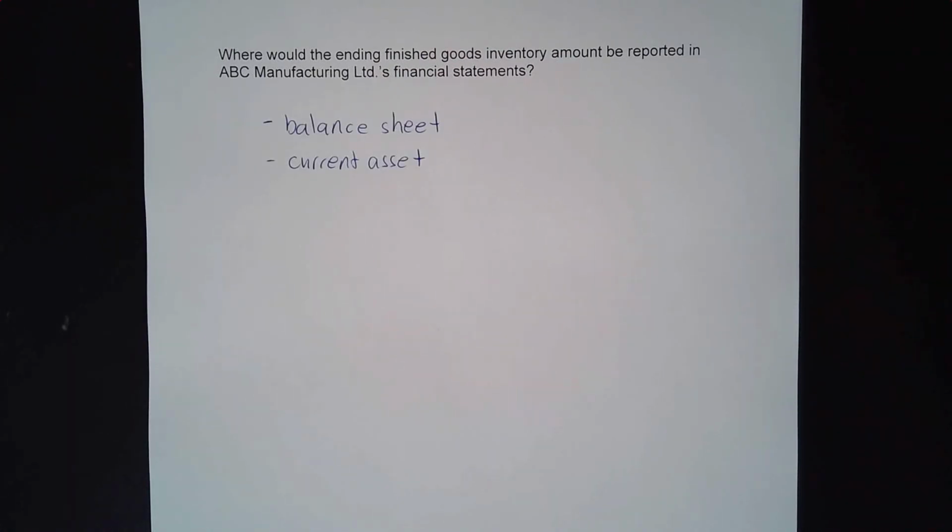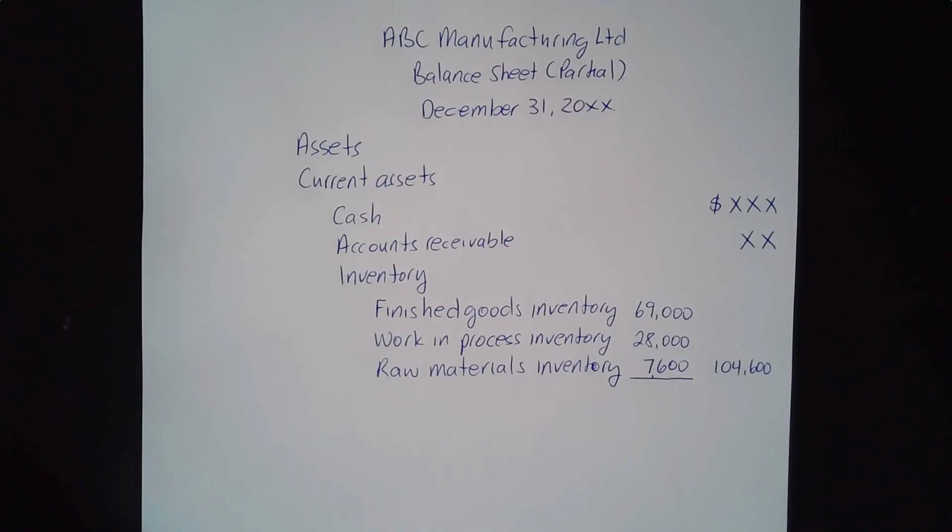It would show up on the balance sheet under the current assets section. The balance sheet, also called the Statement of Financial Position for ABC Manufacturing Limited, would start with the company name, then the name of the statement, balance sheet, and the date, December 31st, 20XX. We would then see the heading Assets and Current Assets. The current assets would be shown in order of liquidity, starting with cash and accounts receivable. We would then see the heading Inventory.